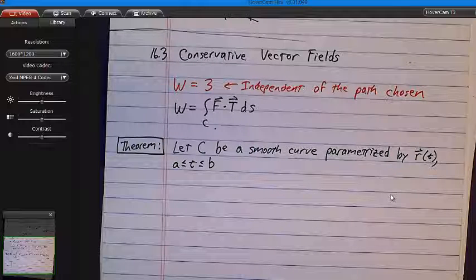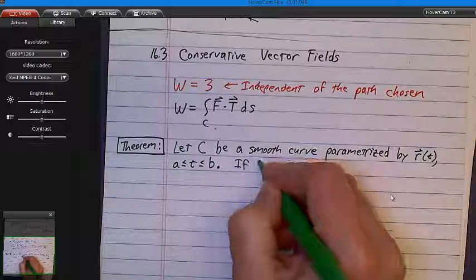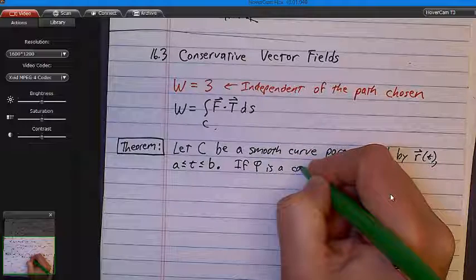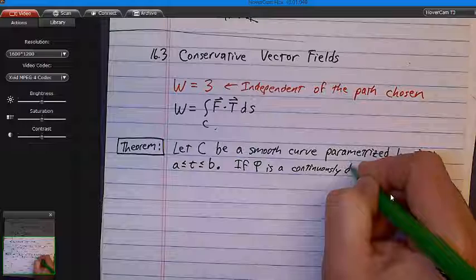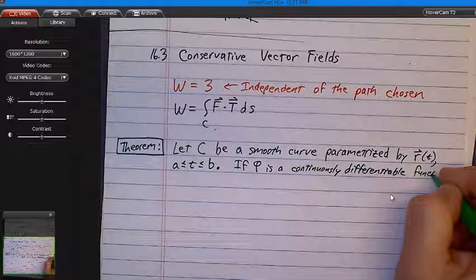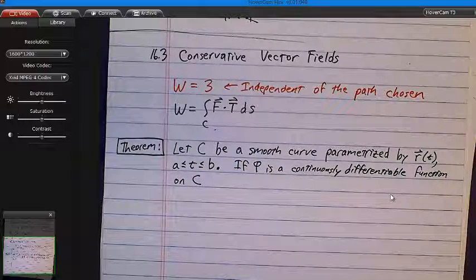Okay. And then, so here's, I guess here's the theorem. If phi, have we used that phi before? Yeah. For an angle, right? Well, this is a completely different phi. But your book uses phi. I was going to use little f. But your book uses phi, so I'm going to stick with it. So if phi is a continuously differentiable function on C, on the curve. So phi is something I can compute on that curve, and it's continuously differentiable.